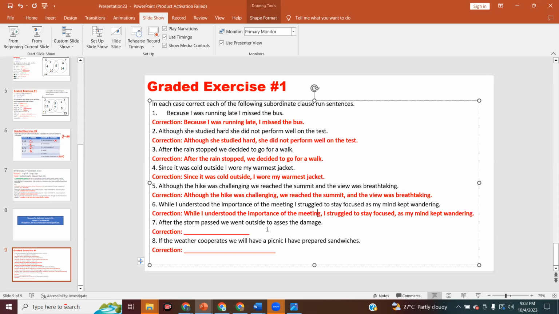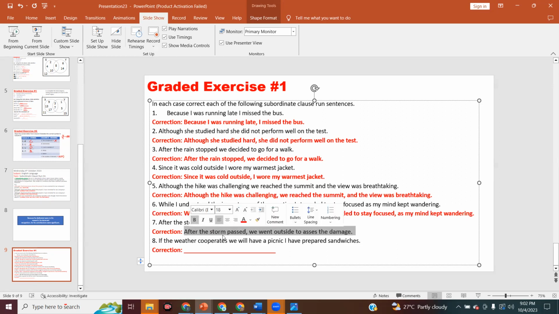Yes, sir. All right. After the storm passed, we went outside to assess the damage. Comma, where? After the storm passed. Very good. We went outside to assess the damage.